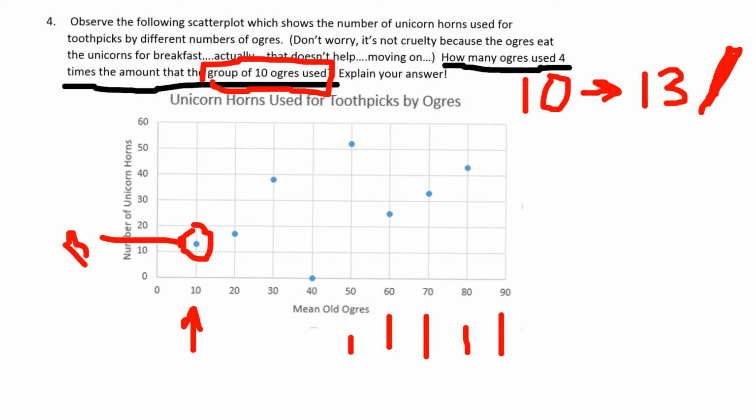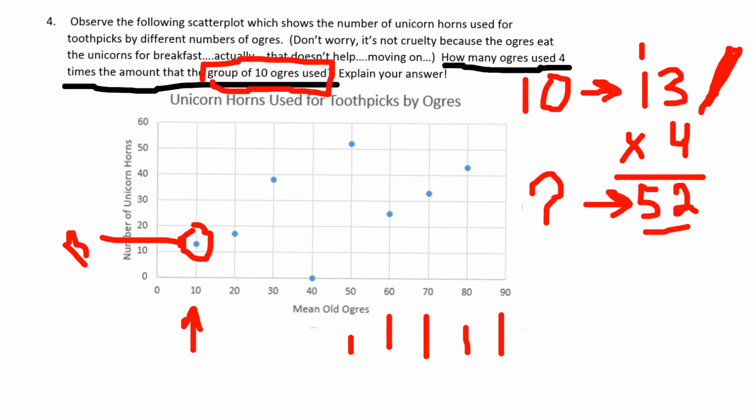Now they said how many ogres used 4 times the amount that the group of 10 ogres used. Well, if this is the amount that the group of 10 ogres used, then I want to know 4 times that amount so I can figure out the other group. So I'm going to take this and multiply times 4 because I don't know my 13 times tables. 3 times 4 is 12. 4 times 1 is 4, plus 1 is 5, for a total of 52. That means the group that used 4 times the amount of toothpicks ended up using a total of 52 toothpicks.